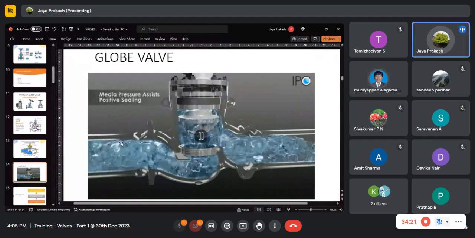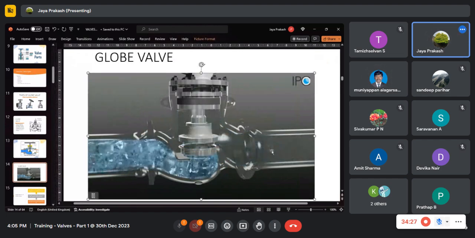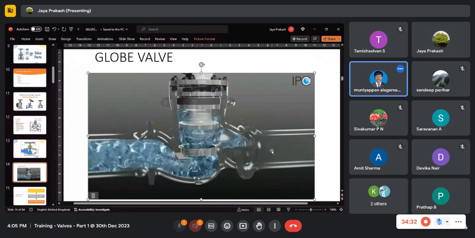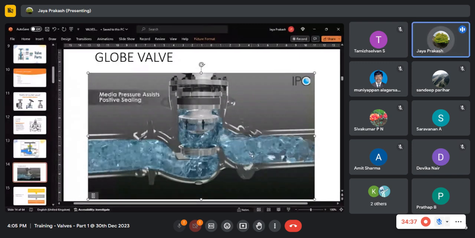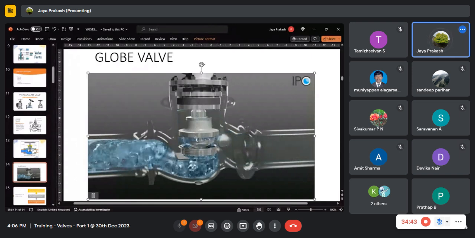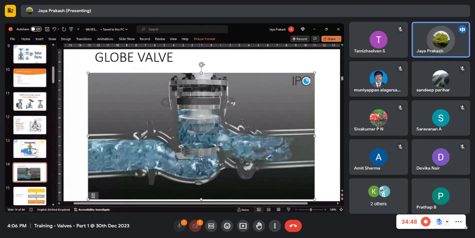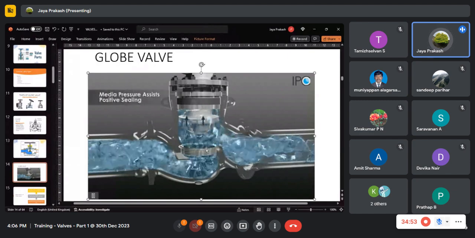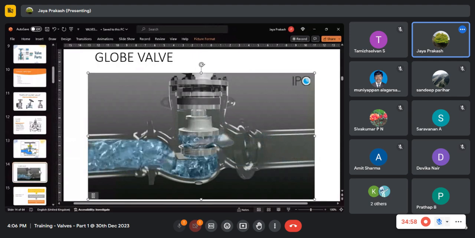You understand? Anybody having any doubt here? This is flow over, flow down. If the same valve is installed in the opposite direction, the flow over condition will assist the plug to have close contact with the seat. But here it is actually resisting the sealing, because the pressure is in this direction.